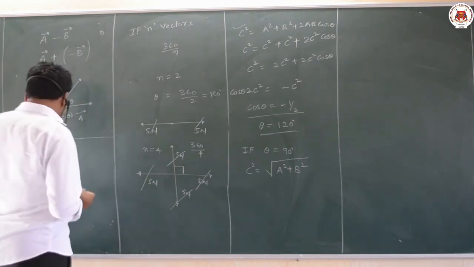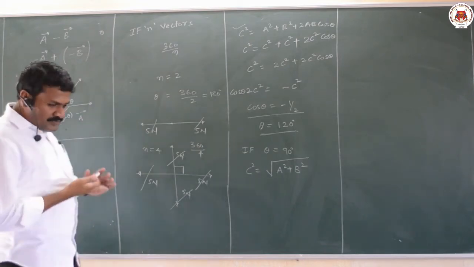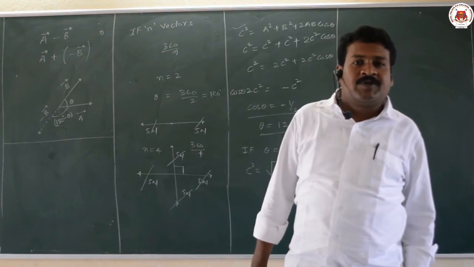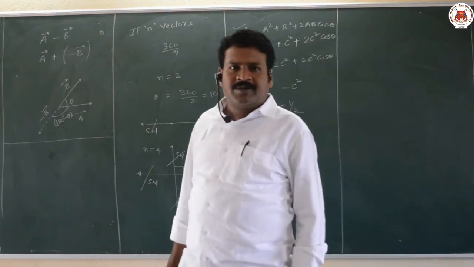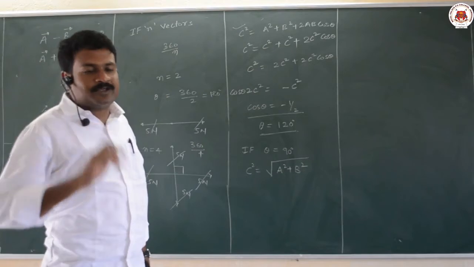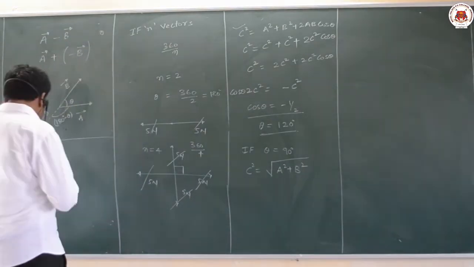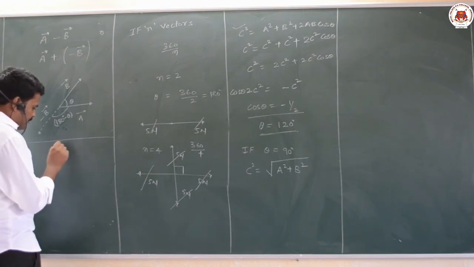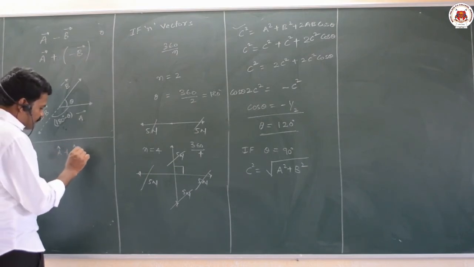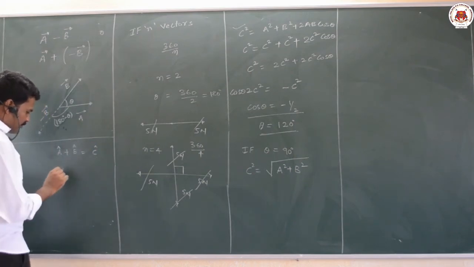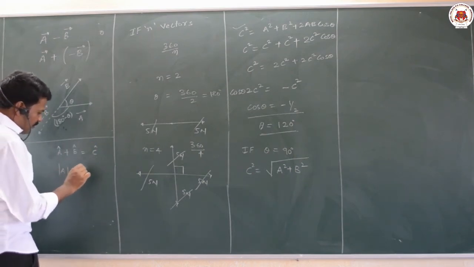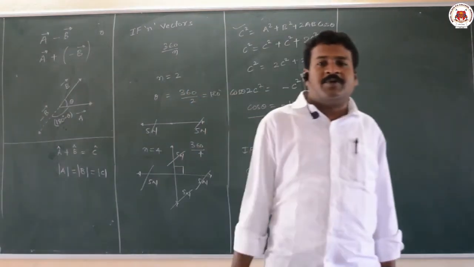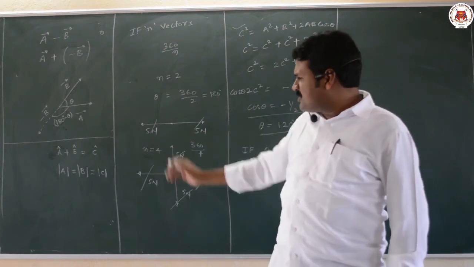Based on this addition and subtraction, there is one famous question. Let us solve that famous question, which is asked many times in competitive exams. The sum of two unit vectors is also a unit vector. Then find their difference. You can solve this within 2 seconds.